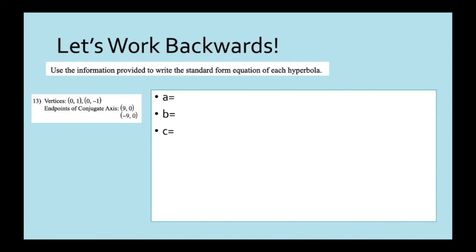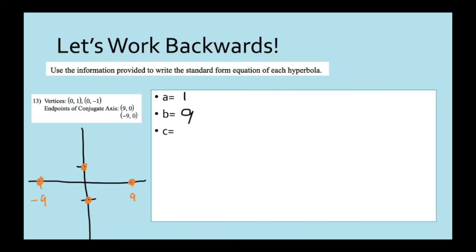I have given you the vertices and the endpoints of the conjugate axis. I like to draw these points on an axis. And it says that it's at 0, comma, plus or minus 1. So 0, comma, plus or minus 1 is up here. And the endpoints of the conjugate axis are at 9, 0, and -9, 0. The vertices are the a values, so a is 1. The conjugate axis endpoints are my b values, b is 9.